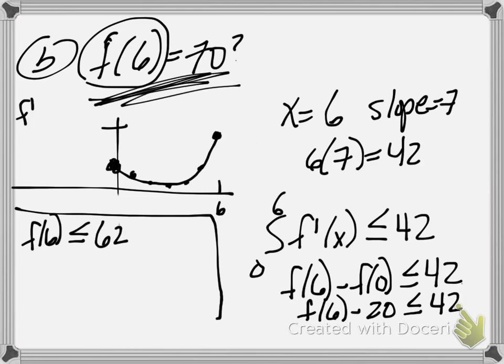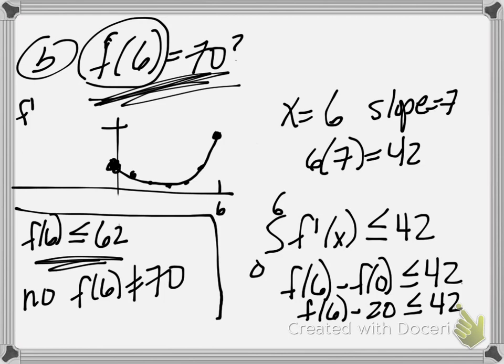Could f of 6 ever be 70? But we just discovered that f of 6 must be less than or equal to 62. So the answer is no. f of 6 can never equal 70. So let me give you the point values. If you wrote this, that was a point. And if you got the answer because of this, that's one more point. So that's 2 points for a lot of work.